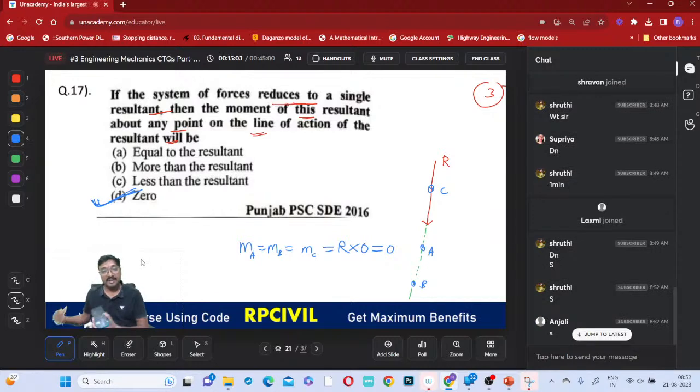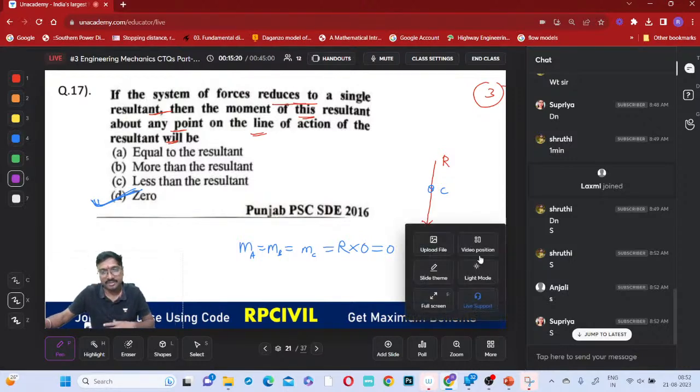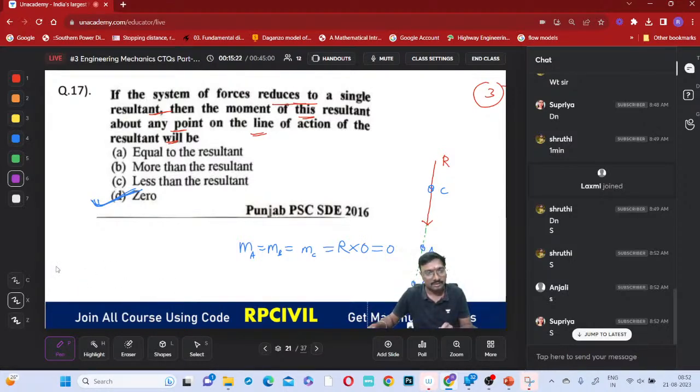The moment created by the force about any point on its line of action will be 0. Shall I write that point as 'not' or no need? Okay, I'll write that point as 'not', so that you will not make this mistake again. So what is it? Moment created.